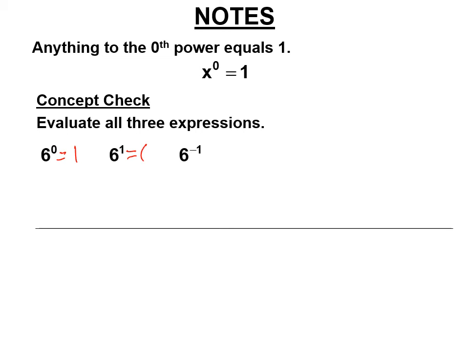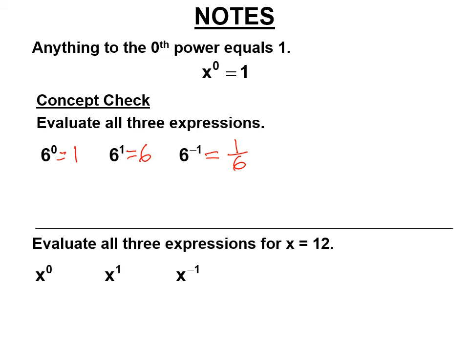6 to the first is 6. 6 to the negative first, 1/6, right? The reciprocal. Do those 3. 12 to the 0 is 1. In fact, x to the 0 is 1. Doesn't matter what x is. 12 to the first is 12. 12 to the negative first is 1/12. Right? That's how it works.